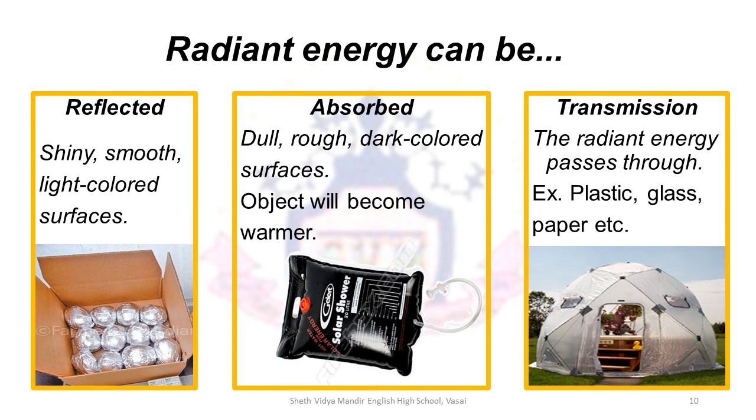Transmission of radiant energy means radiant energy passes through some substances like plastic, glass, paper, etc., which makes those substances good conductors of heat and really hot to touch. Also sometimes flammable. Radiant energy also gets reflected from either shiny, smooth substances or light colored surfaces.